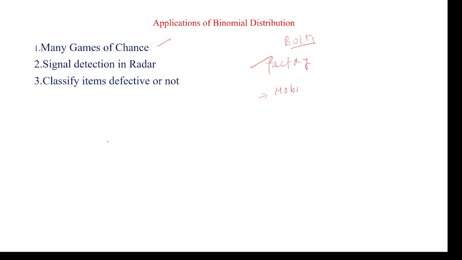So these are the advantages. But it should have two outcomes only. Only then can it exist: nCx into p power x into q power n minus x. This is the binomial distribution.